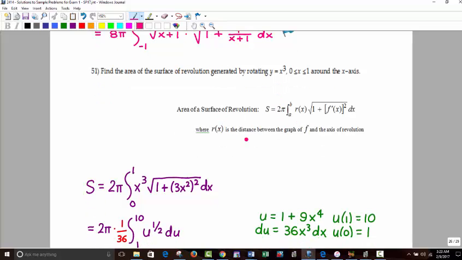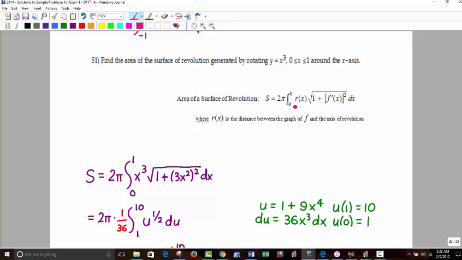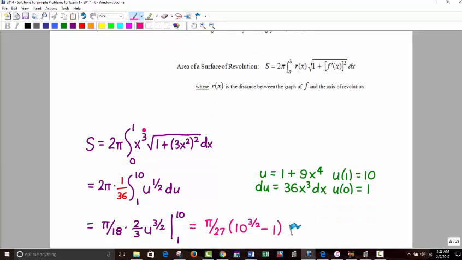So for this, R of x will be x cubed, and it's the square root of 1 plus the derivative squared, so it kind of shares that same thing as the arc length. And the derivative, of course, is 3x squared. So that gives me 9x to the 4th. I didn't write that, but you see I wrote it right here. Okay, this is very doable.